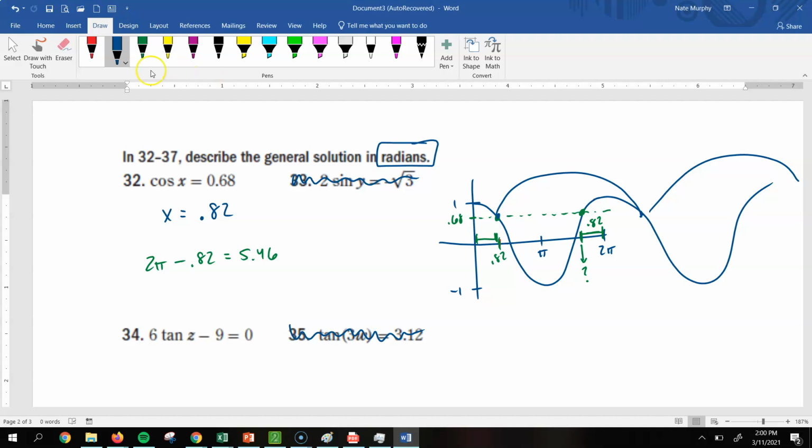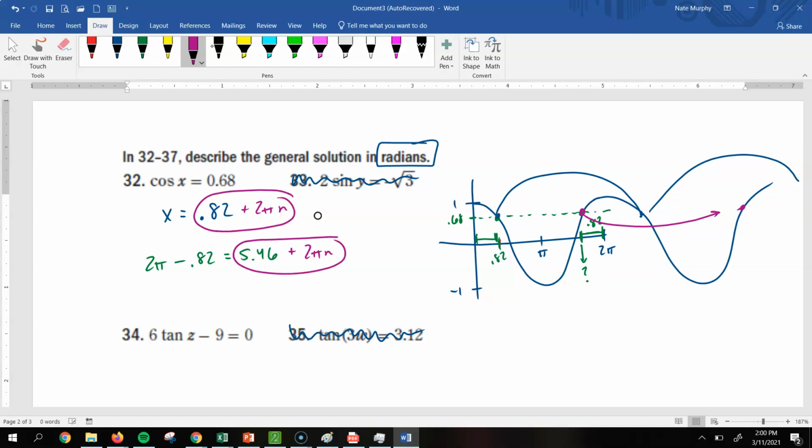And this point also is going to repeat itself every 2 pi radians. So it would repeat itself right here, and every 2 pi radians, that would repeat itself. So we would just add 2 pi and refer to all the other values. So that's what we call the general solution. But the most important part is how to find the 0.82 and the 5.46.